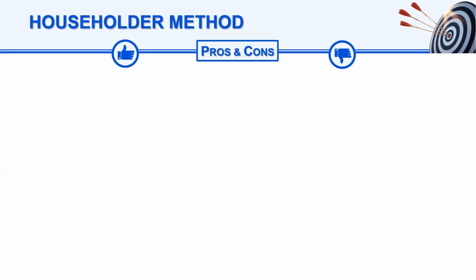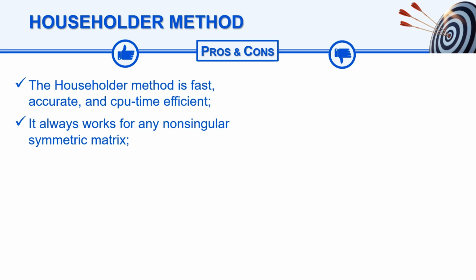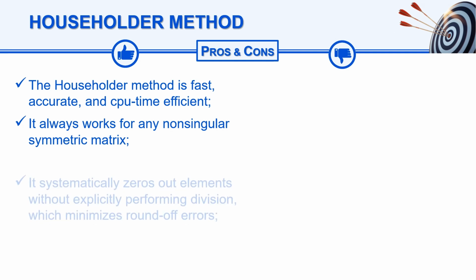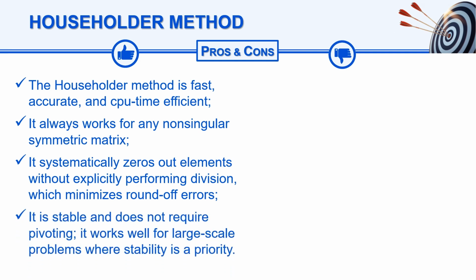The advantages of the method are: the Householder method is fast, accurate, and CPU time efficient. It always works for any non-singular symmetric matrix. It systematically zeroes out elements without explicitly performing division, which minimizes round-off errors. It is stable and does not require pivoting. It works well for large-scale problems where stability is a priority.